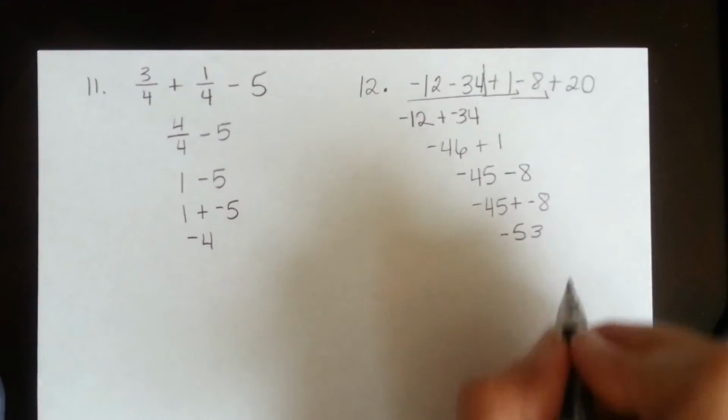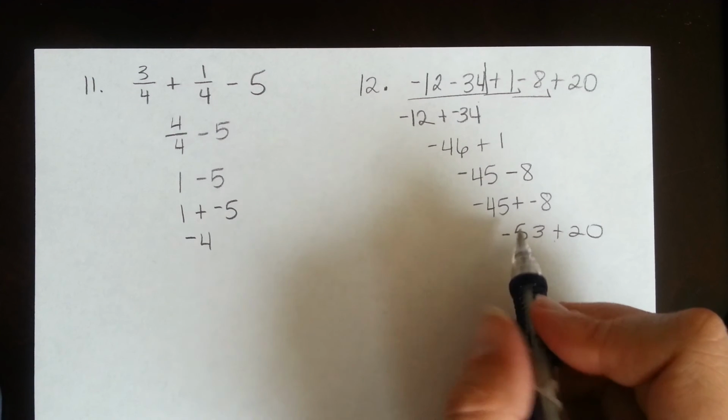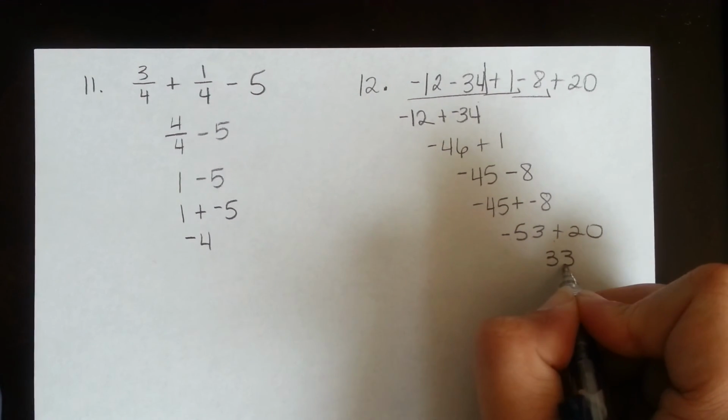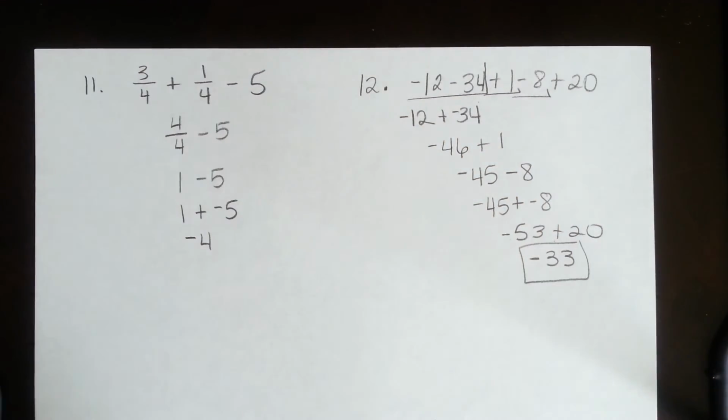And then of course we're going to add 20 at the end. Since it's addition, we look, they have different signs, so we're going to subtract the two numbers, and keep the sign of the larger absolute value. So negative 33 would be our answer.